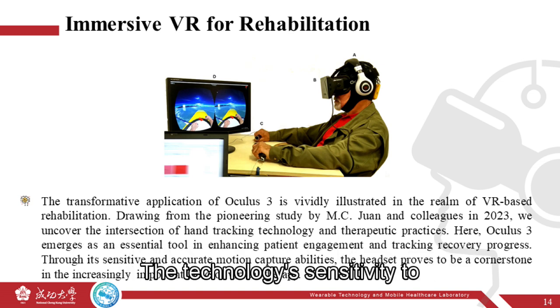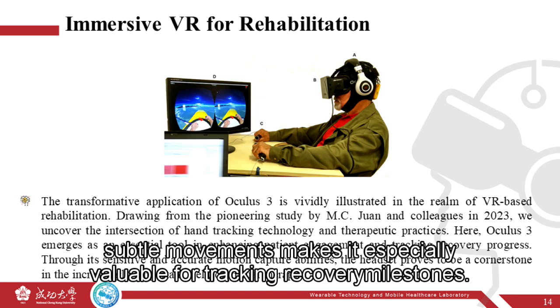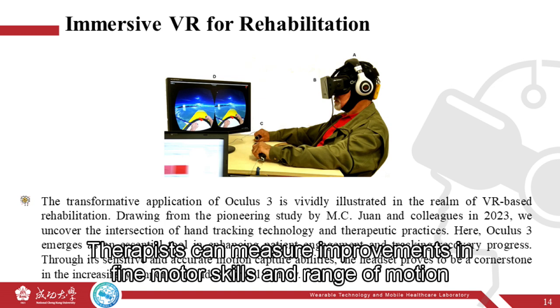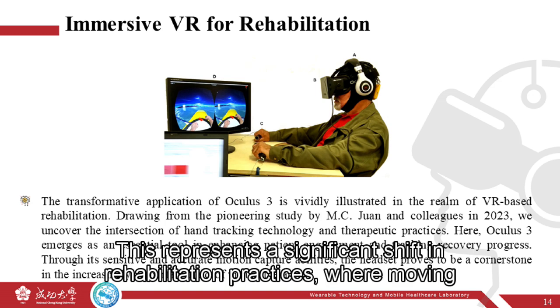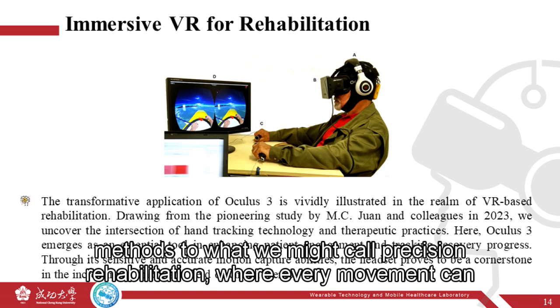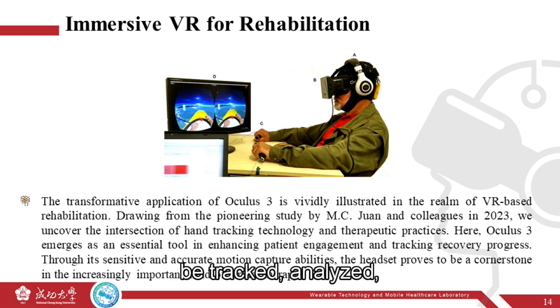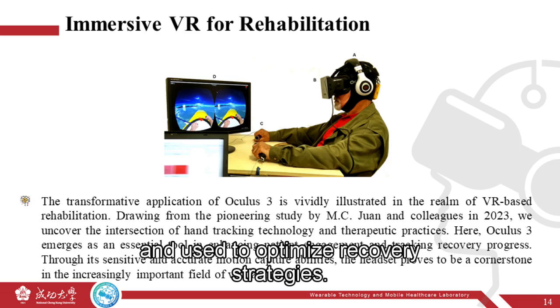The technology's sensitivity to subtle movements makes it especially valuable for tracking recovery milestones. Therapists can measure improvements in fine motor skills and range of motion with exceptional precision, allowing for more targeted and effective treatment plans. This represents a significant shift in rehabilitation practices. We're moving from traditional therapy methods to what we might call precision rehabilitation, where every movement can be tracked, analyzed, and used to optimize recovery strategies.